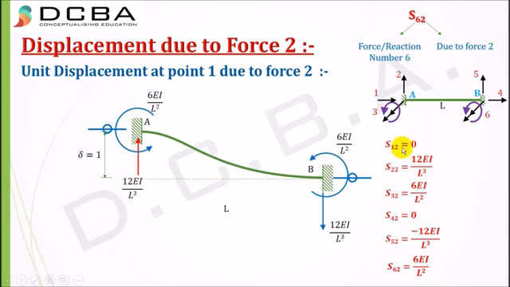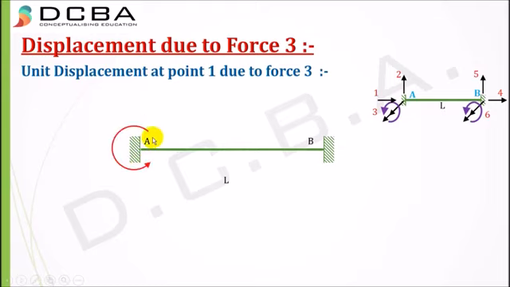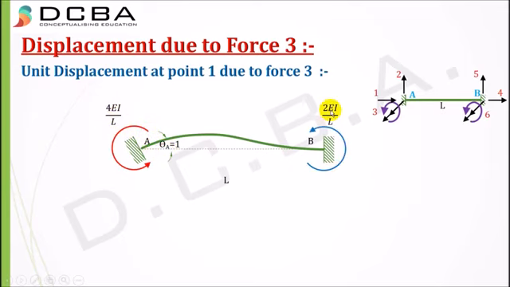Now we'll check what happens when we give displacement due to force 3. So unit displacement at point 1 due to force 3. Force 3 is a moment, and it is in anti-clockwise direction. What will happen if we give an anti-clockwise unit rotation here? So this is rotated, and theta is equal to 1, that is unit rotation, and the reactions formed due to this are, first of all, the moment that causes this unit rotation is 4 EI by L, and the reactions are 2 EI by L anti-clockwise, 6 EI by L square downwards here, and 6 EI by L square upwards.